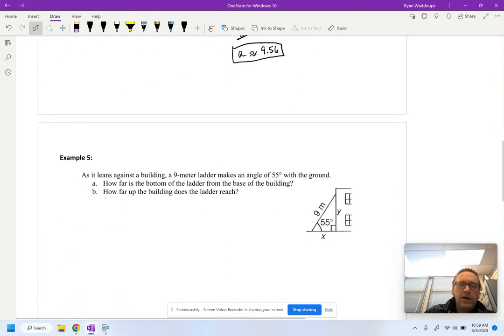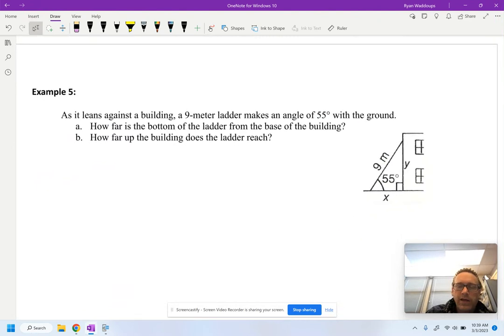All right, let's look at some examples like this with the ladder here. A 9-meter ladder leans against a building, it's a very long ladder, by the way, and makes an angle of 55 degrees with the ground. How far is the bottom of the ladder from the base of the building? How far up the building does the ladder reach? So we're going to find both of these. It first asks how far the bottom of the ladder is from the base of the building.